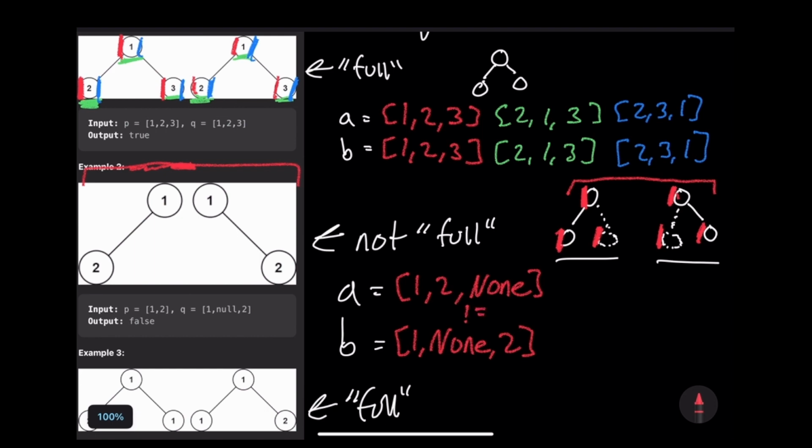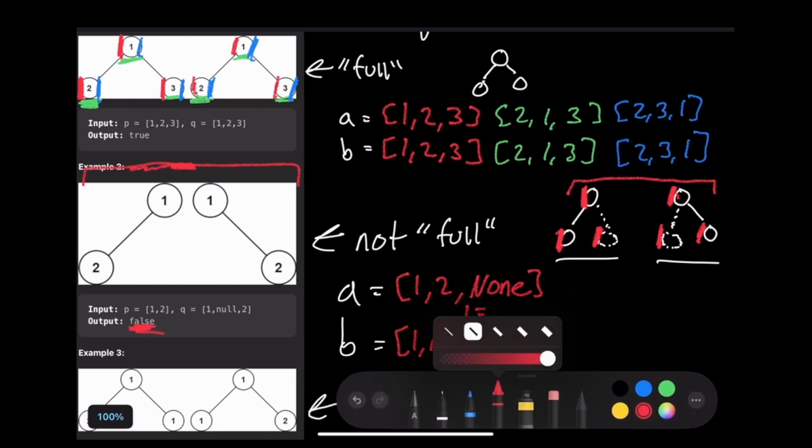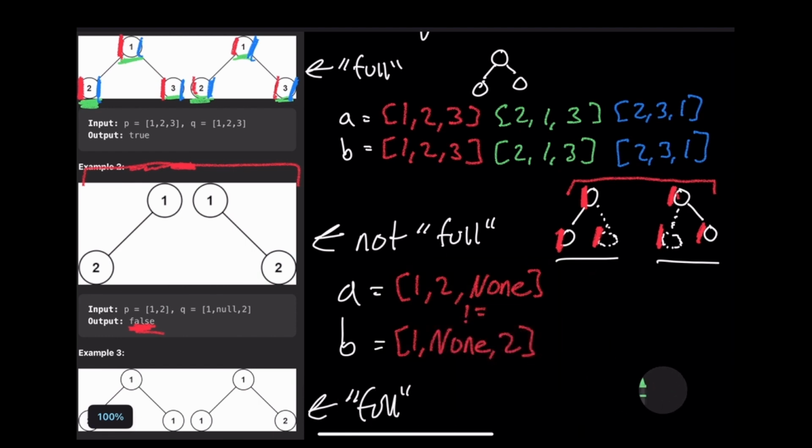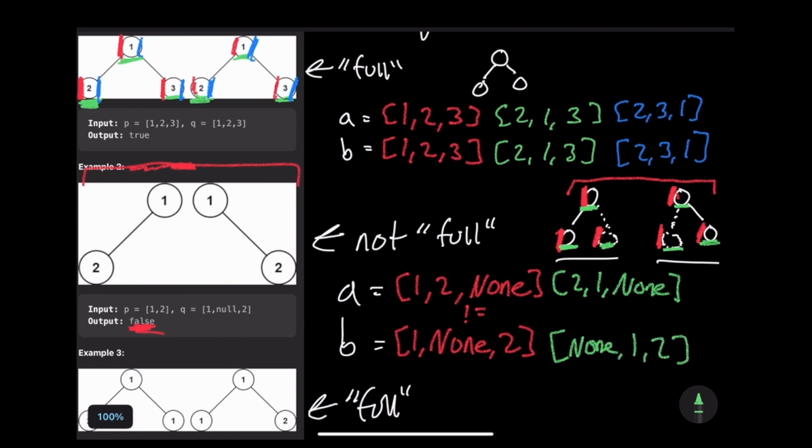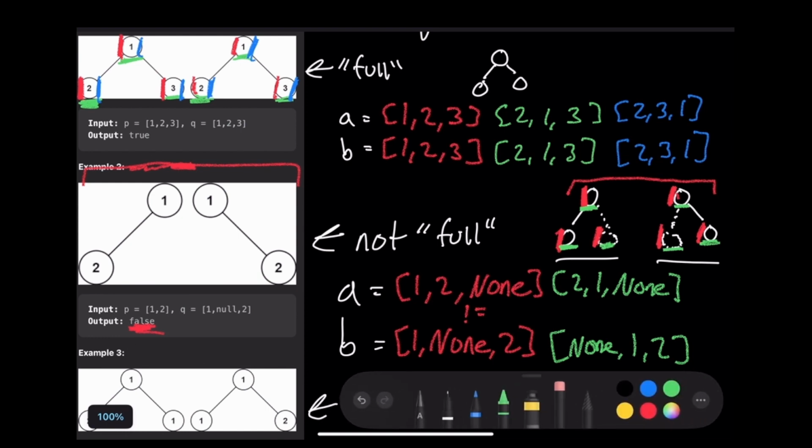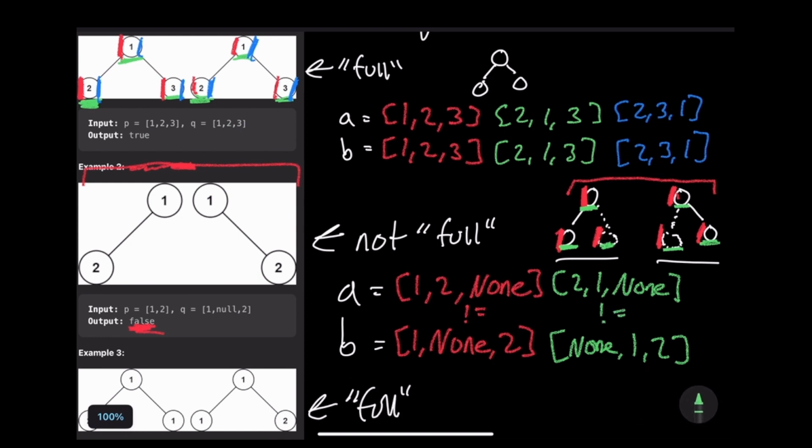That's a good sign, because that means that by doing this algorithm and filling in the empty ones, I can successfully show that these should be false. So pre-order traversal is definitely a possibility. Let's see for in-order. For an in-order traversal, we would go 2, 1, none. And then for the other one, we would go none, 1, 2. Okay, those are also not equal, so that's good to know.